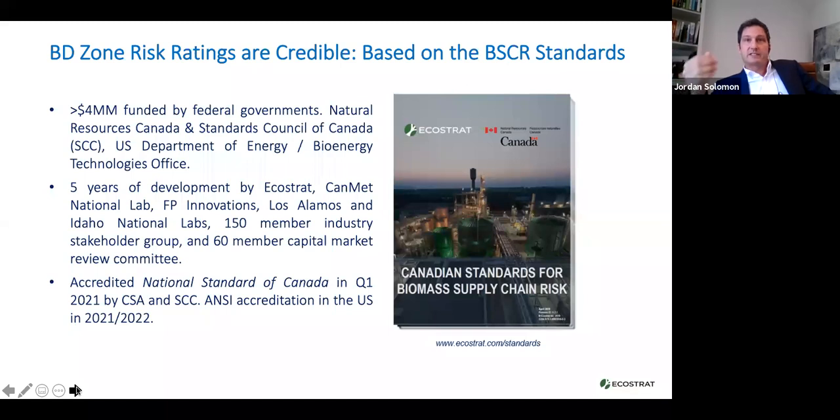It comes from the fact that these standards were developed under the guidance of a 150-member industry stakeholder group. They were developed with the guidance of a 60-member capital markets group made up of key investors in the bioindustry in North America. Not only was it developed with the support of the Canadian federal government and the Standards Council of Canada, but it's currently being made into a national standard of Canada, an NSC, by the CSA and the SCC. So in about 4 months from now, this will be a designated national standard, the standard used to designate BD zones. That's why it's credible. Next slide, please.